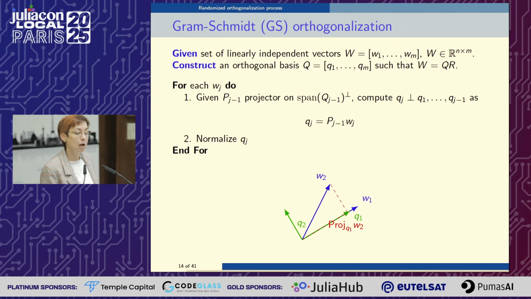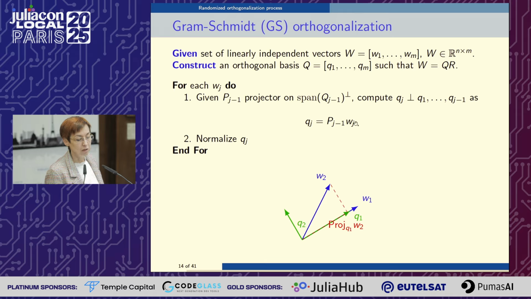But let me start with Gram-Schmidt. So in Gram-Schmidt, we are going to be given a set of linearly independent vectors, W1 up to Wm, and then we want to construct an orthogonal basis. And then the way Gram-Schmidt operates is to iterate over the vectors, and when I get to some vector Wj, I take a projector, P(j-1), which projects onto the subspace orthogonal to the one spanned by the columns in Q(j-1).